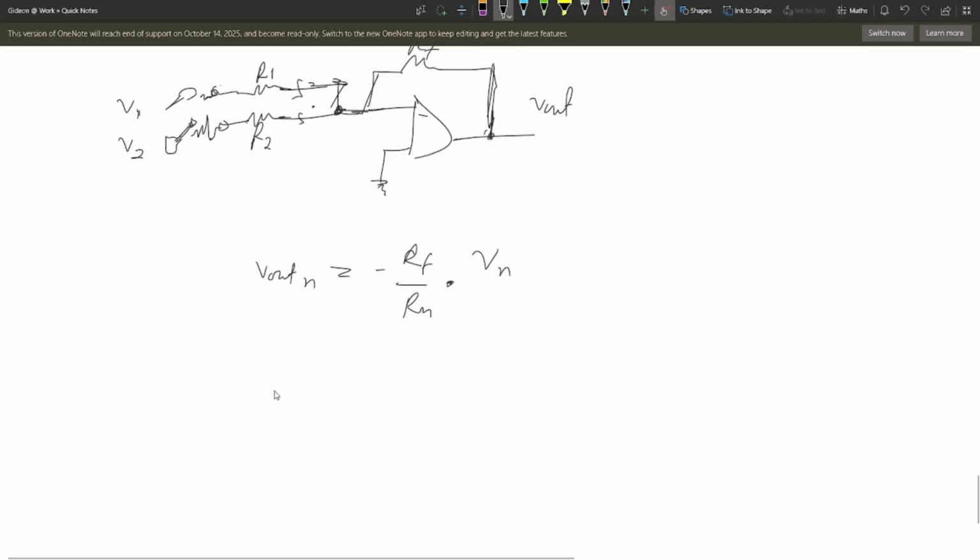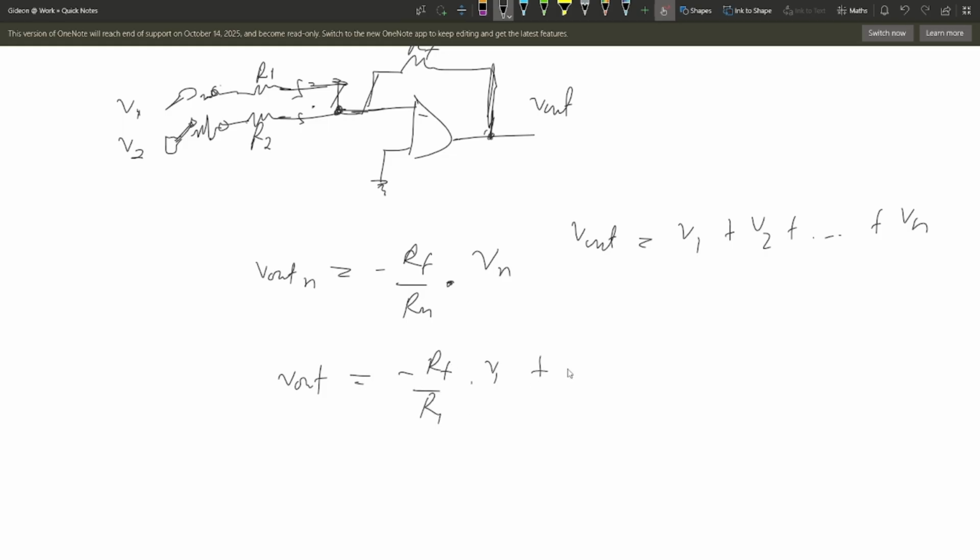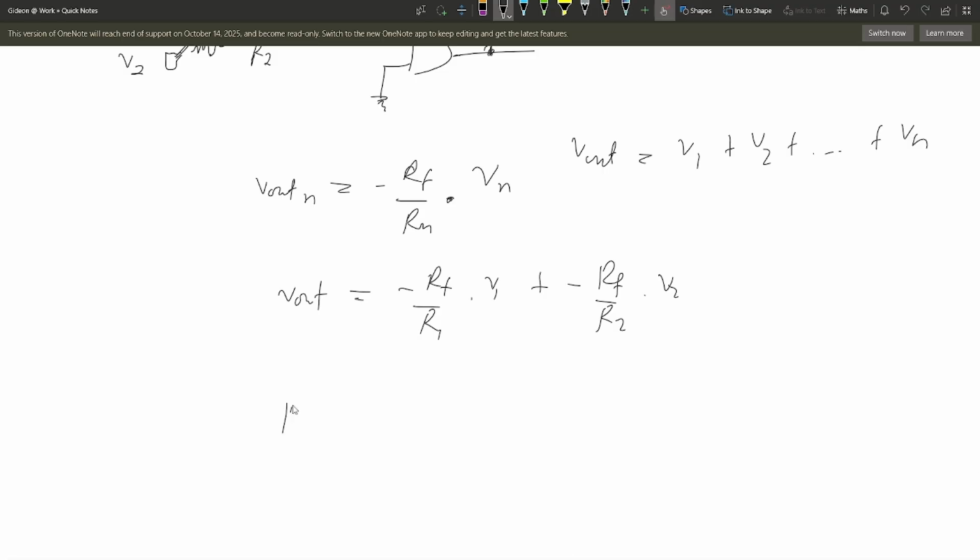The total Vout is equal to Vout1 plus Vout2 plus dot dot dot plus Voutn. So in our circuit, the output is going to be negative RF over R1 times V1 plus negative RF over R2 times V2. Now, if we assume R1 and R2 are equal, we can factorize the RF over R, and then Vout will be negative RF over R times V1 plus V2. You can see the two signals are being added and then amplified by this factor.